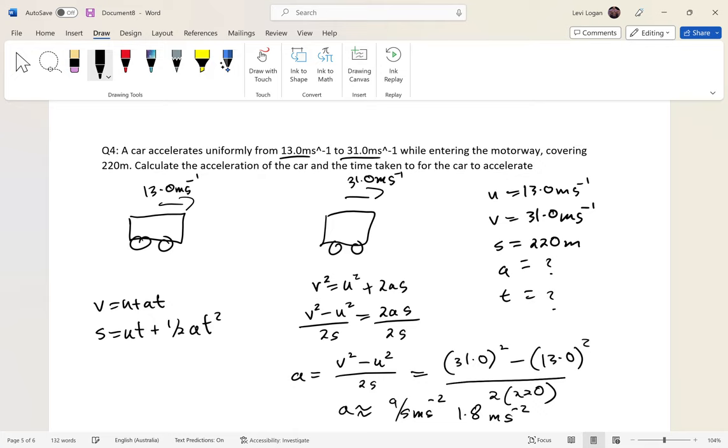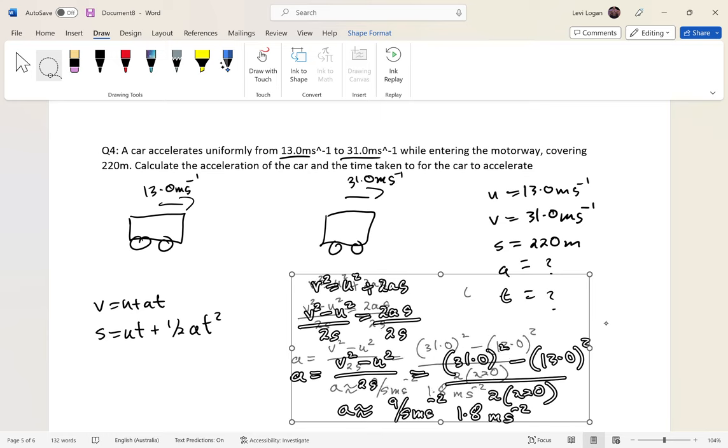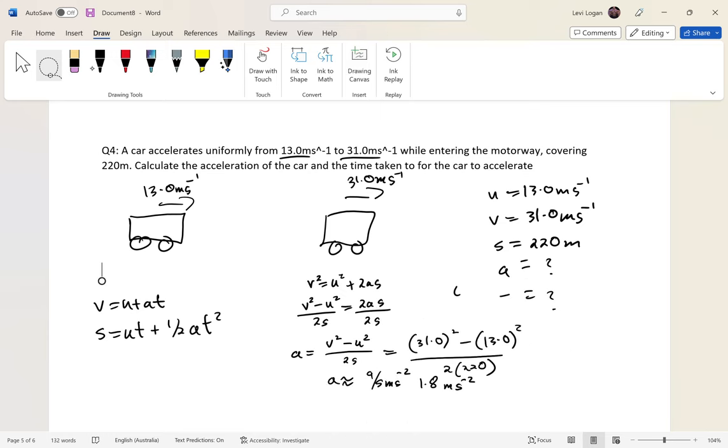Okay. Right. So have we finished the question? No, we haven't. We still got to answer one last part. So we need to find the time it took. So we know the acceleration now is 1.8 meters per second, but we still got to find the time. So we can use either one of these equations now. Since this one only has t in one spot and this one has t in two spots, I'm going to use this equation. So I'm going to rub out this second one.